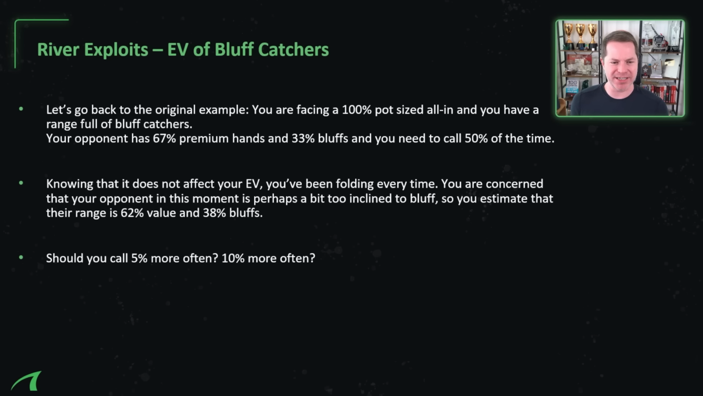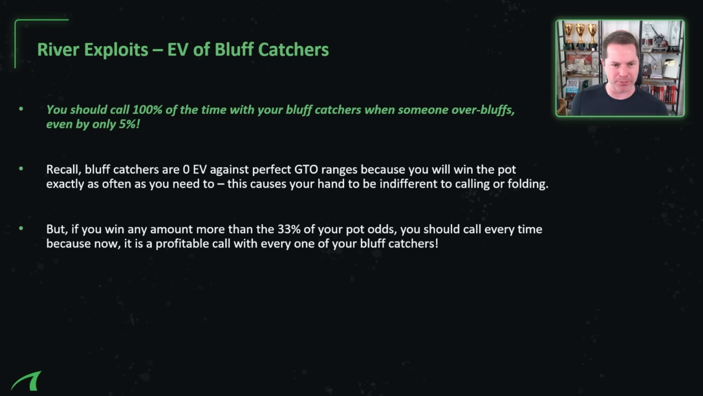So you estimate their range is now 62% value and 38% bluffs. You think they're bluffing just a little bit too often, right? They should have 33%, but they have 38%. So what should you do? Well, you should call more often, of course, because they're bluffing more often. The question becomes, how much more should you call more often? Well, it turns out you should actually call every single time with all of your bluff catchers in this scenario.